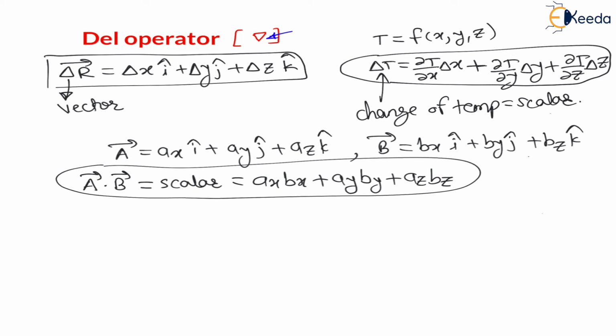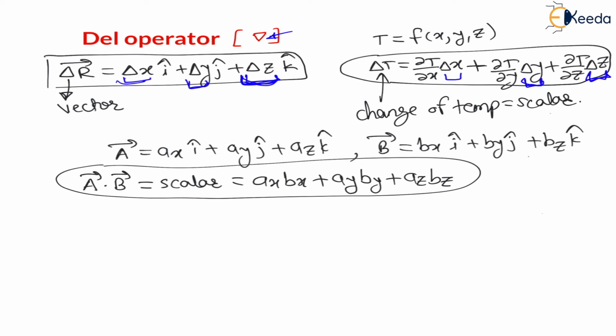Therefore, can I say here, with del R there are del X, del Y, del Z. These are the coefficients. Del X, del Y, del Z are the coefficients of the del R vector. Similarly, here del T is a scalar quantity. Del X is a coefficient of del R. Del Y is also a coefficient of del R. Del Z is also a coefficient of del R.